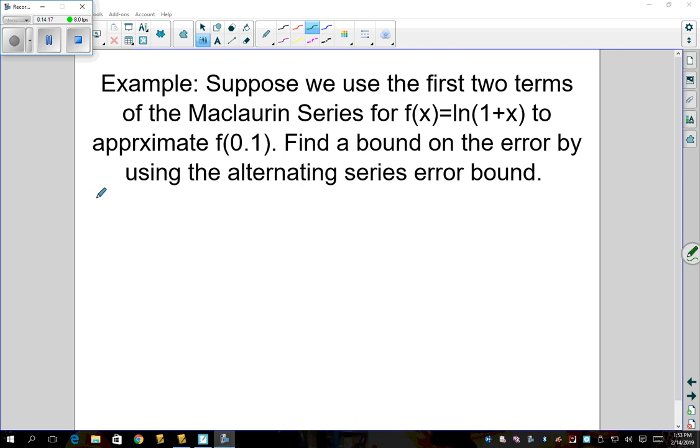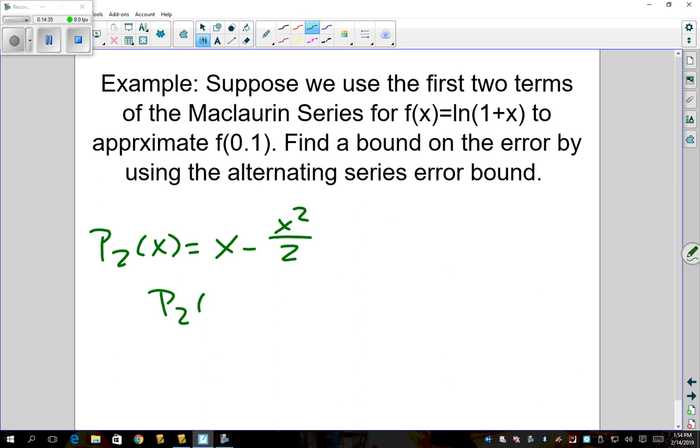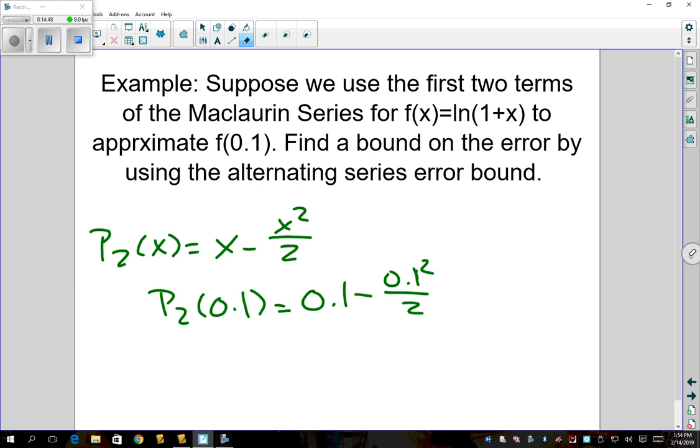And so our polynomial for this is just x minus x squared over 2 for ln of 1 plus x. This is our 2nd degree polynomial. So we want to first approximate f of 0.1. We take 0.1, plug it in: 0.1 minus 0.1 squared over 2, and that should not be a squiggle, that should be equal to 0.095.